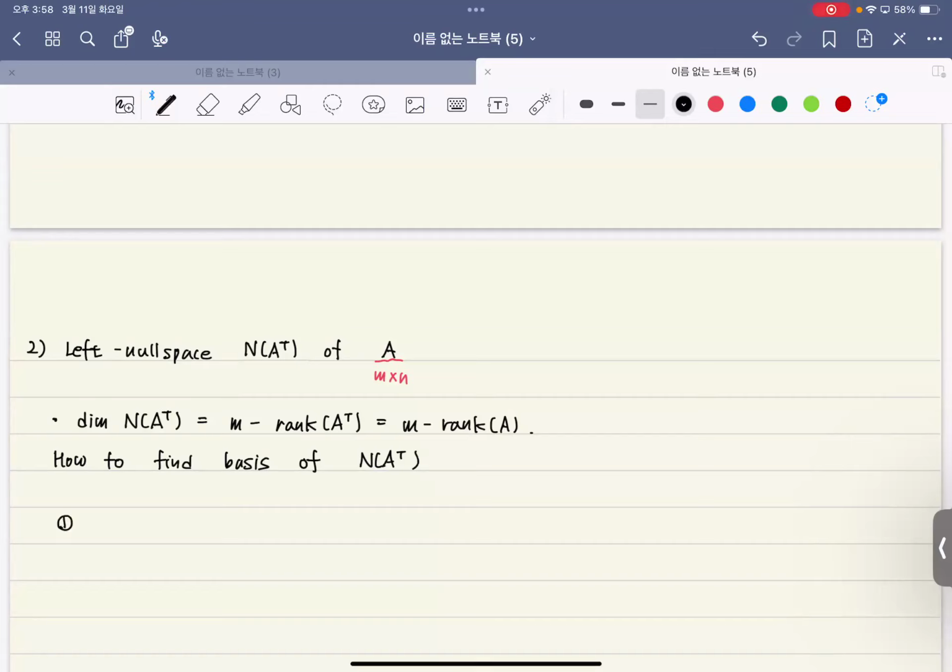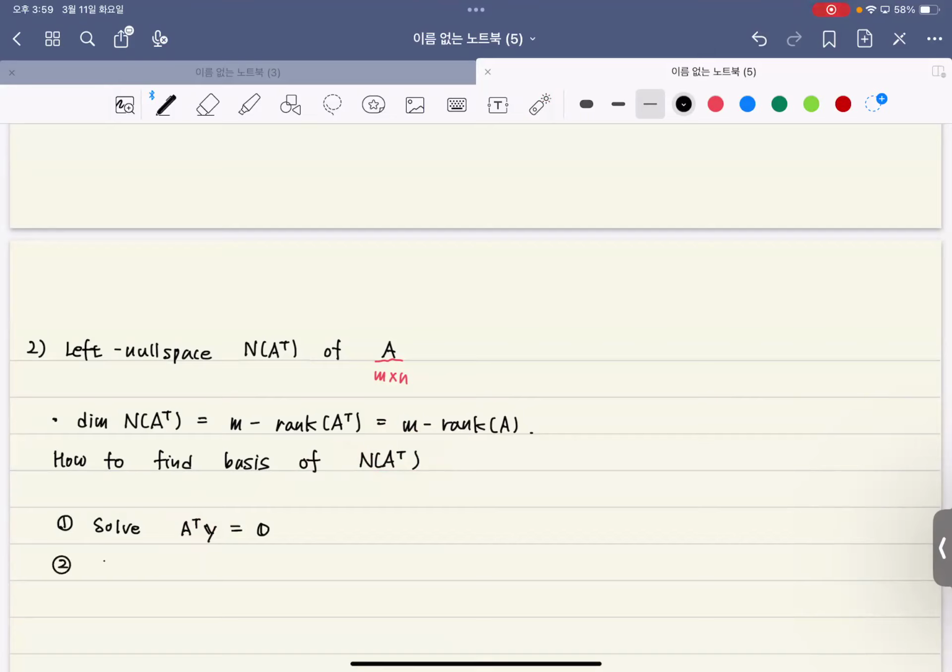The most straightforward algorithm to find the basis of the left null space is to try to solve the system of linear equations like this. If you solve this system, you can find the free variables, and each of these free variables can be associated to the basis vectors of the null space of A transpose. So this is how you find the basis vectors. This is one way, very straightforward, right? But I will introduce a different algorithm to find the basis of the left null space.